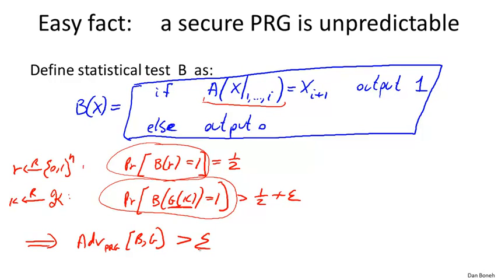And as we said, the contrapositive of that is that if G is a secure generator, then there are no good statistical tests, and as a result, there are no predictors. Okay, which means that the generator is, as we said, unpredictable. So far what we've seen is that if the generator is secure, necessarily it's impossible to predict the i plus first bit given the first i bits.